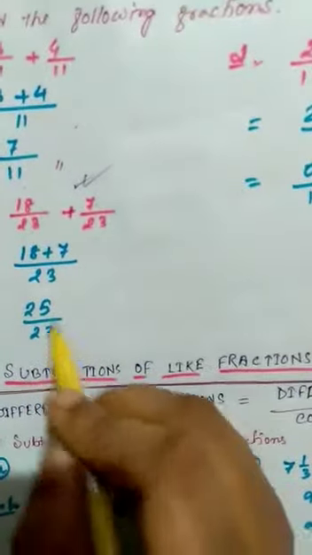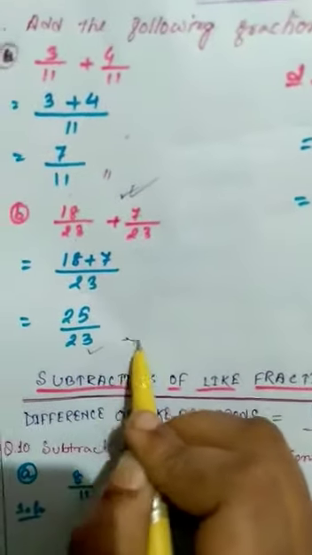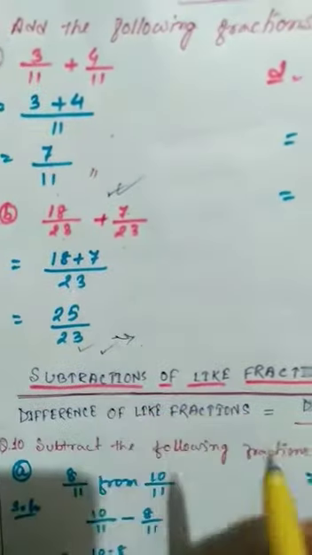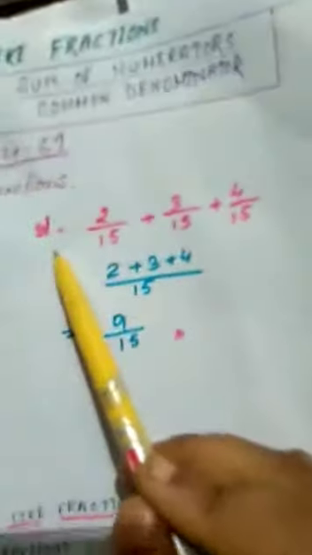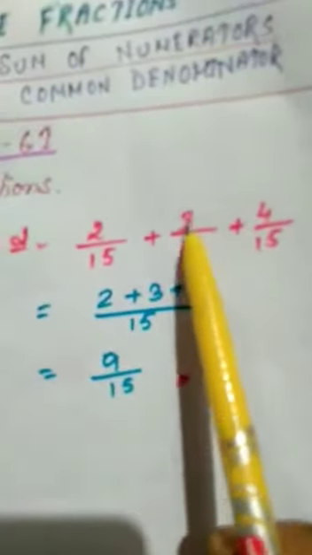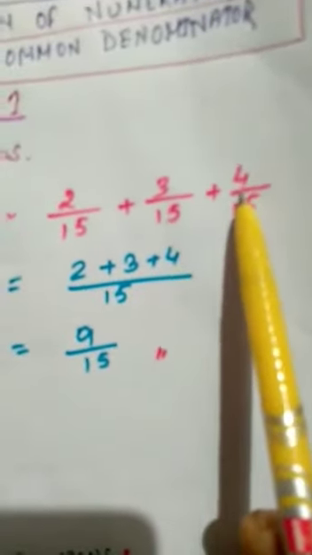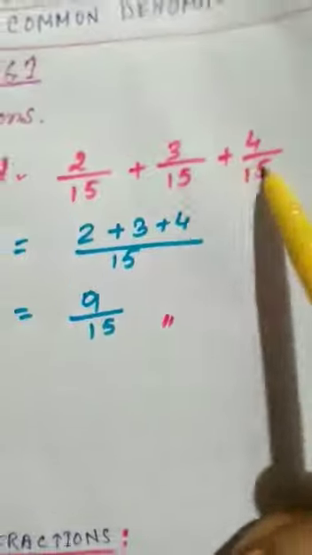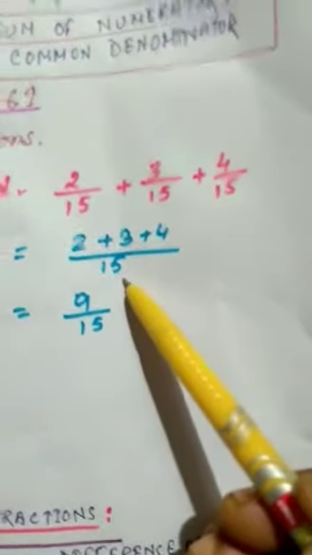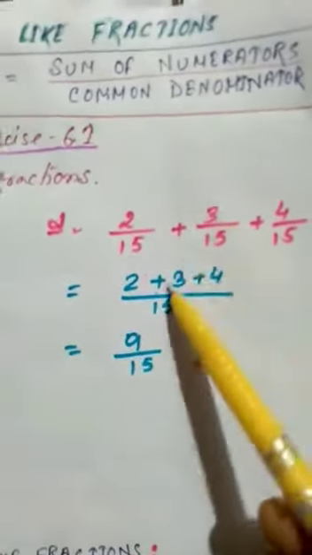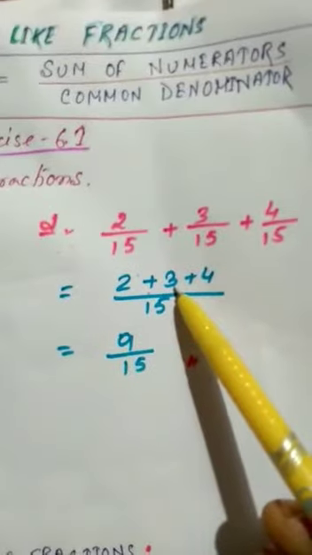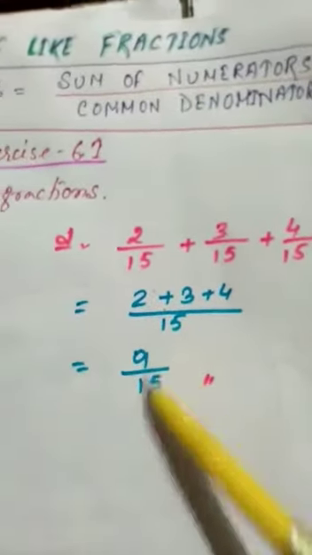And it's an improper fraction. So if you want, you can make it a mixed fraction also, or you can keep it here also. Okay. So now let's move to one more question, that is D. 2 divided by 15, then 3 divided by 15, then 4 divided by 15. Now what will we do? We have to add. How can we add, students? Here the common denominator is 15. We'll take the common denominator 15. Now up, we have to add 2 plus 3 plus 4. So 2 plus 3 is 5, 5 plus 4 is 9. So 9 divided by 15.